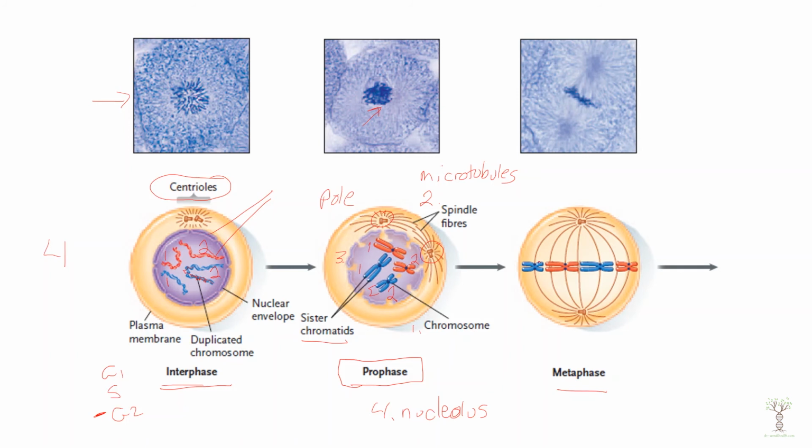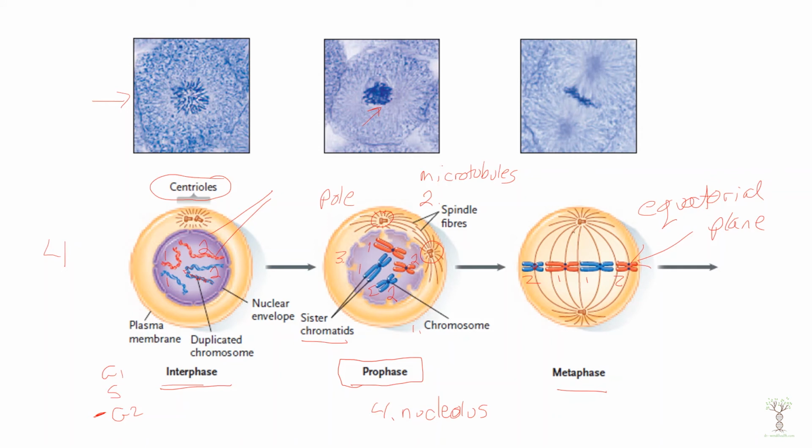In metaphase, we can see that the chromosomes line up at the center of the cell. Sometimes this center is called the equatorial plane. All 4 of the chromosomes are lined up. So 1 from mom, 1 from dad, 2 from mom, and 2 from dad. And the sister chromatids are still connected at the centromere.